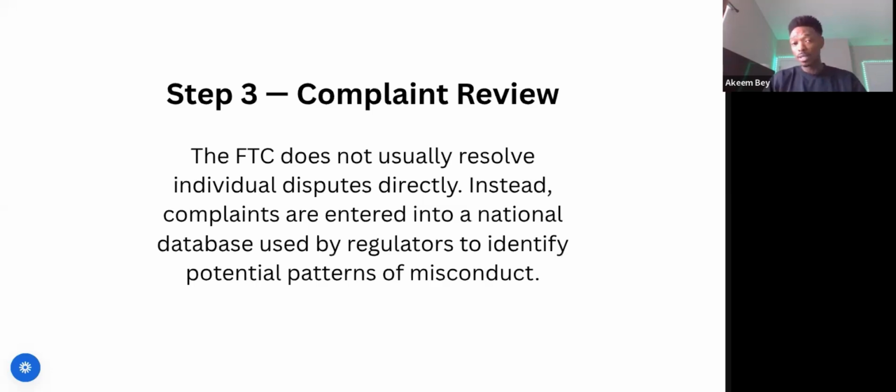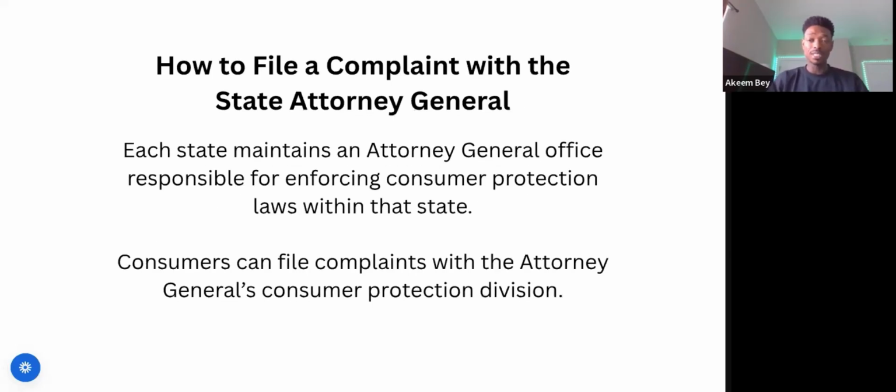Step 3 is to review the complaint, right? So the FTC doesn't usually resolve individual disputes directly. Instead, complaints are entered into a national database used by those regulators to identify those potential patterns of misconduct. But again, it still puts that pressure on that particular credit bureau or your lender, because they don't want to end up in that database, right?